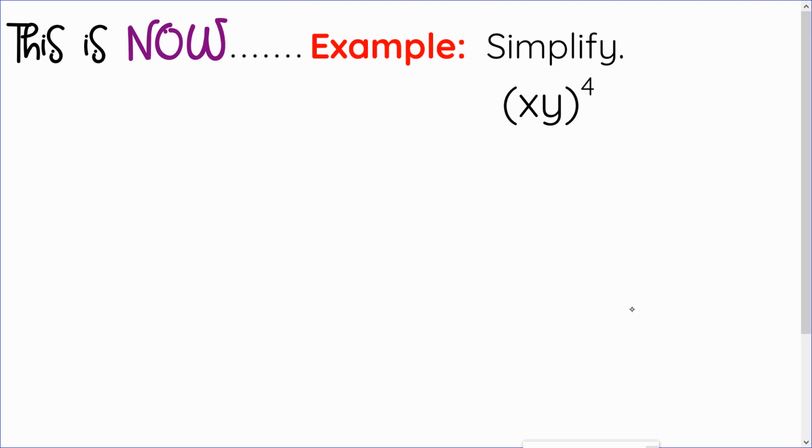Well, this is now using variables. I'm going to do the same thing. I'm going to apply the 4 to each of my variables. So it'll be x exponent 4 multiplied by y exponent 4.